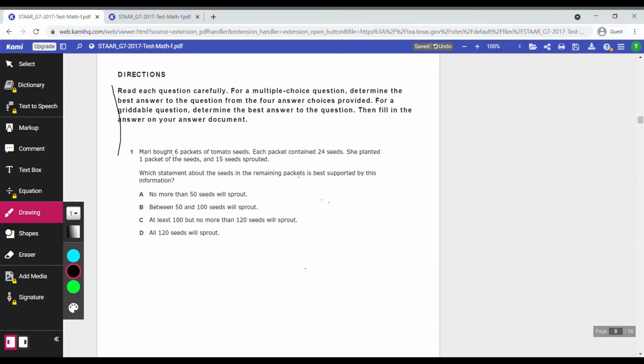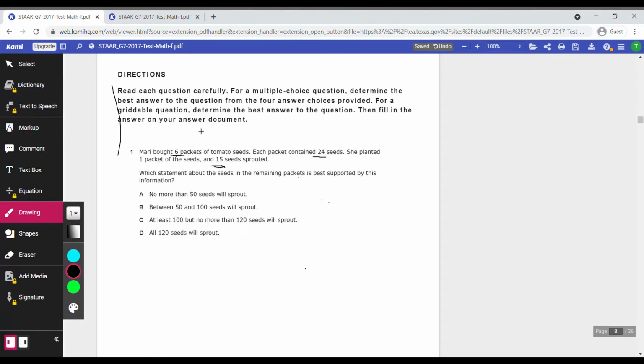So let's get started. Marie bought 6 packets of tomato seeds. Each packet contained 24 seeds. She planted 1 packet of the seeds and 15 seeds sprouted. Which statement about the seeds and the remaining packet is best supported by the information? No more than 50 seeds will sprout, between 50 and 100 seeds will sprout, at least 100 but no more than 120 seeds will sprout, and all 120 seeds will sprout.